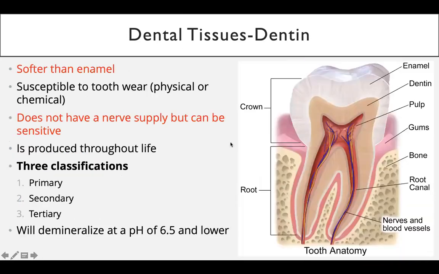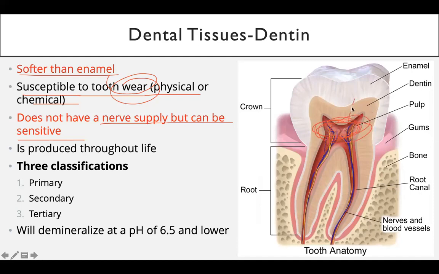Now, second is dentin. This is the second hard tissue of the dental tissues, but it is softer than enamel. It is still a hard tissue, susceptible to tooth wear, physical or chemical lesions, and wear and tear phenomena. It does not have a nerve supply, but can be sensitive in the lower area, because next to it we have the pulp, which is a highly innervated area. So dentin is next to it.